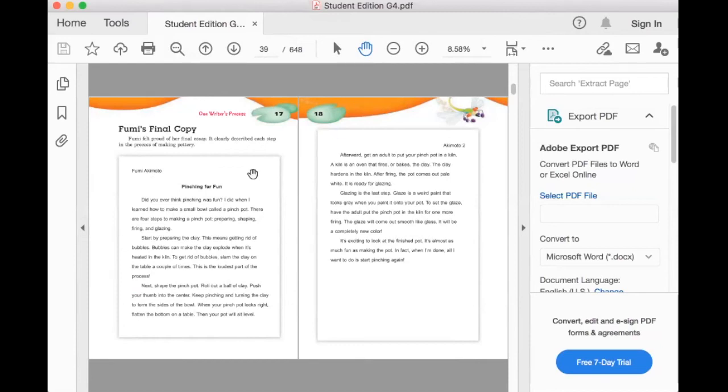So let's read this and see whether or not she has followed all these goals of writing. Angie, could you please read this first page for us?